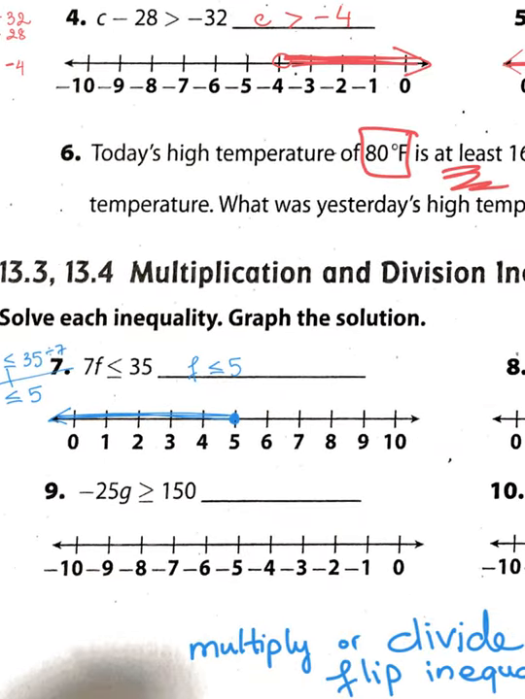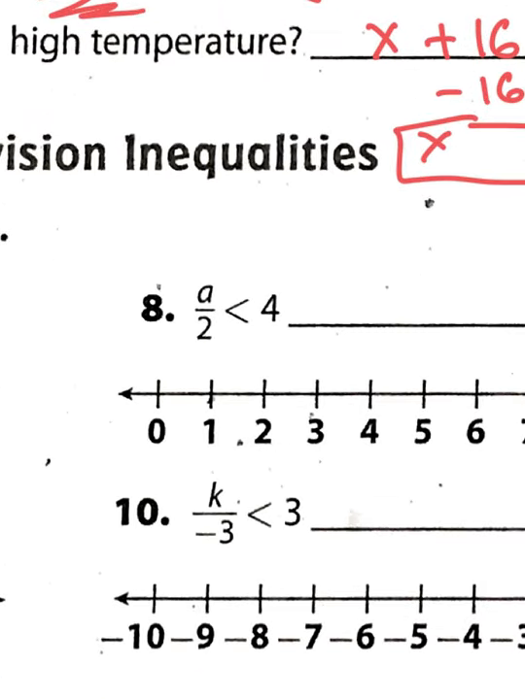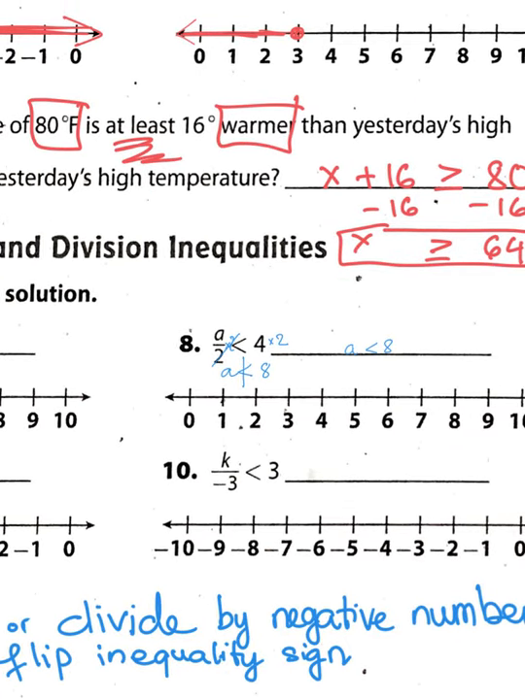Number 8. 8 over 2 means 8 divided by 2 is less than 4. Wait, I mean a over 2 less than 4. So the inverse of division will be multiplication. So we can have 2 over 2 left with 1a. 4 times 2 is 8. So we're going to graph a less than 8. Open circle to the left.